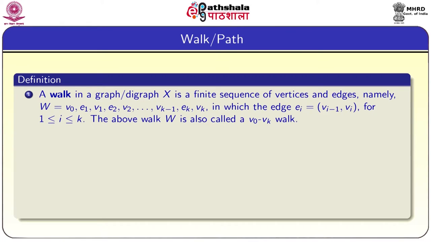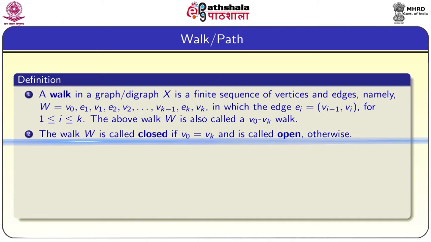Now we are going to define walk and path in a graph. A walk in a graph or a digraph is a finite sequence of vertices and edges, namely W = v0, e1, v1, e2, v2 and so on, v(k-1), ek, vk. Here there is an edge from v0 to v1, the edge is e1. There is an edge from v1 to v2 and the edge is e2 and so on. That's why the edge ei is connecting v(i-1) to vi for 1 less than or equal to i less than or equal to k. The above walk W is called a v0-vk walk.